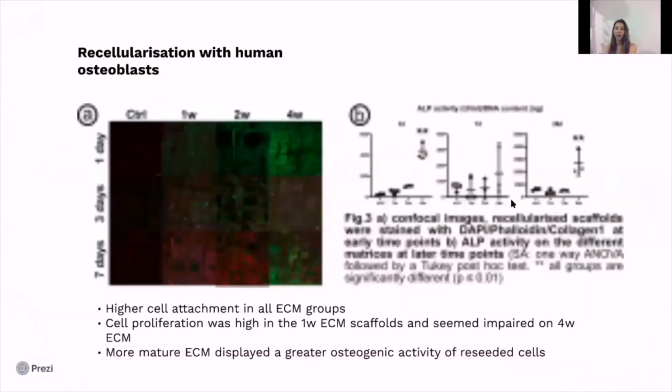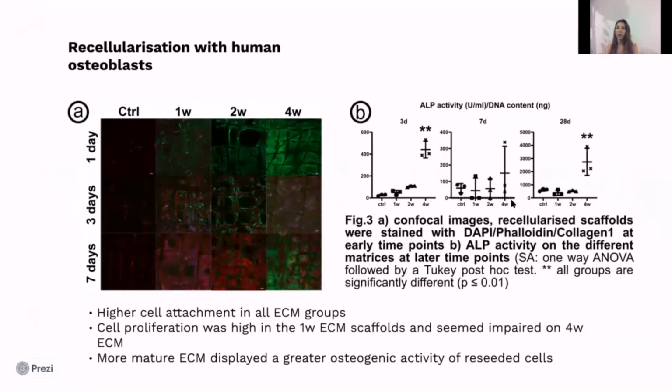We then recellularize our construct with human osteoblasts to see the behavior of these cells in vitro, along with a control. And what we observe is that all the ECM groups allowed for a higher cellular attachment, and that the cell proliferation was high at 1 week, but it seemed to be impaired in 4-week ECM. We also ran an ALP activity study, ALP being a marker of early osteogenic differentiation, and we could see that a more mature matrix displays a greater osteogenic activity.